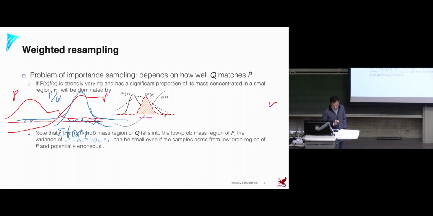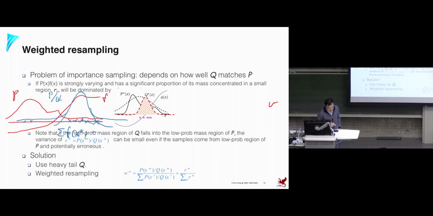All right, so this is the argument I just made. The solution is the following. We have two possible solutions. One is, of course, to use a heavy-tailed Q. For example, why don't you choose a Q like this? Then you run into the problem of having a lot of wasted samples, right?